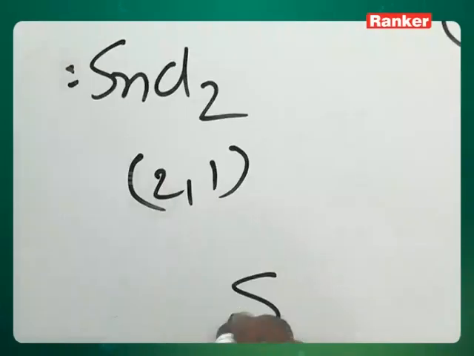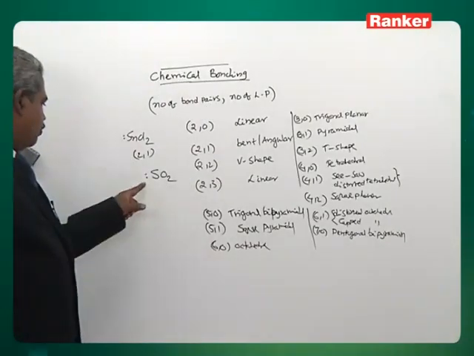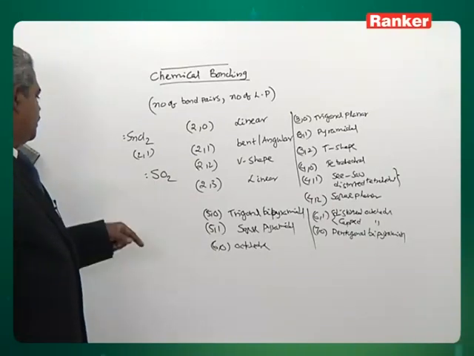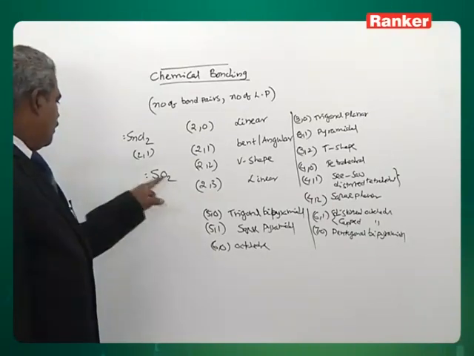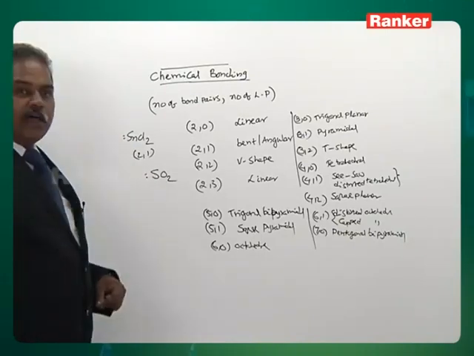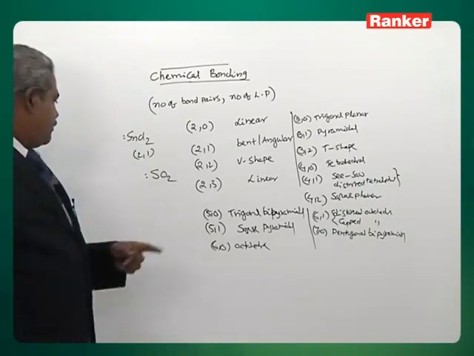I will mark the lone pairs ahead of the formula itself. Look here. By the time I write the formula, you must be able to say 2, 1, because you have already seen the 1 ahead of 2. So what is the shape of SO2? 2, 1. So what is it you have to learn? You should be able to mark the lone pairs yourself.